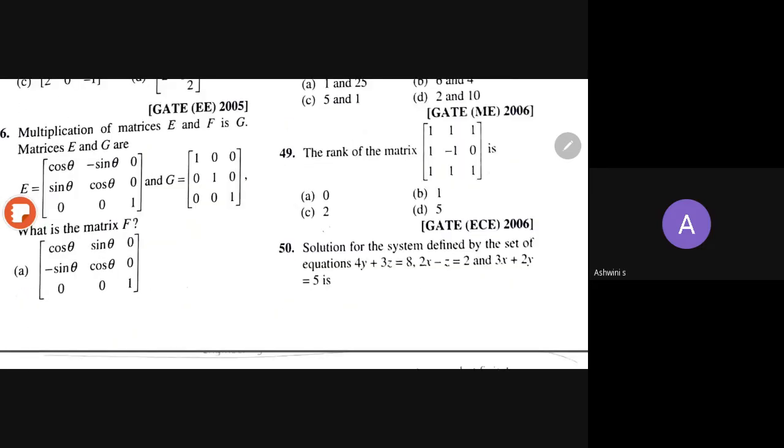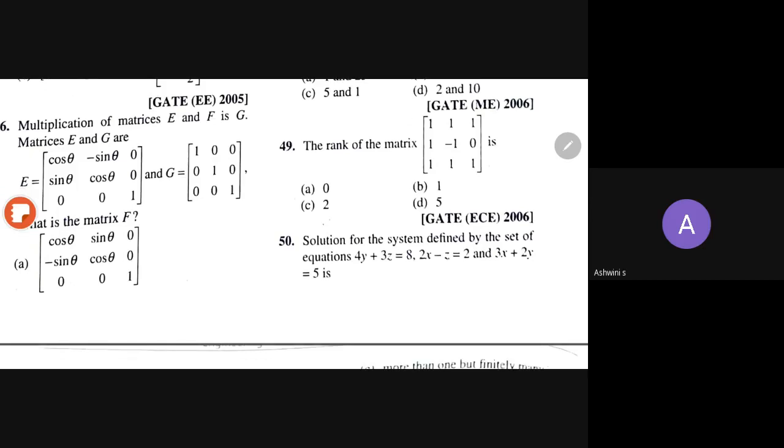49. The rank of the matrix. I think this is simple. You need not worry about that. Okay. It cannot be 0. It cannot be 1. It cannot be 5. Why can it not be 0? Can anyone tell? Because the only matrix whose rank is 0 is the zero matrix. That's all. So you can eliminate 0. It cannot be 1 because there are two independent rows there: 1, 1, 1 and the second row. So most likely it is 2. That is the answer. It cannot be 5.